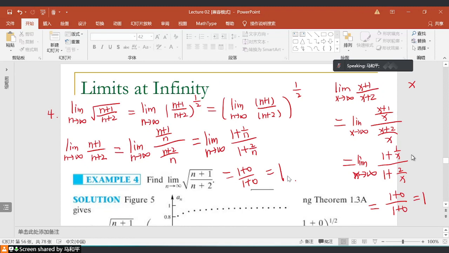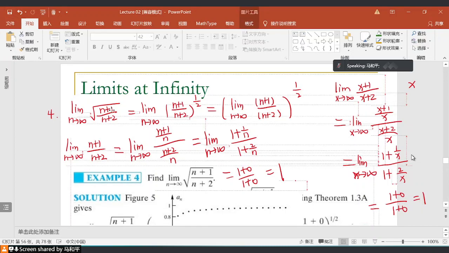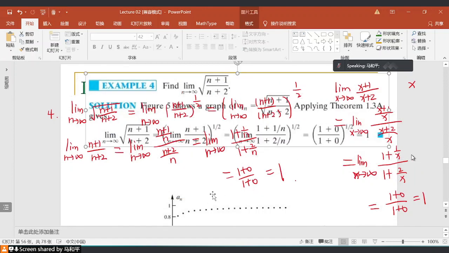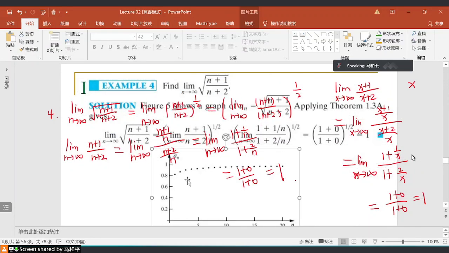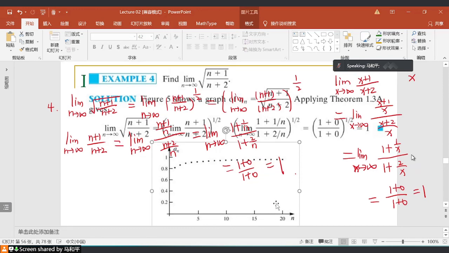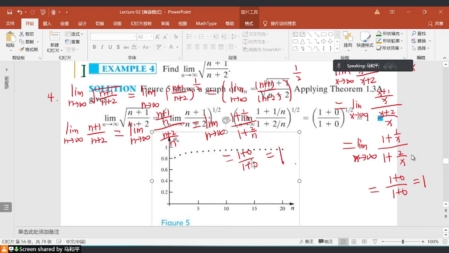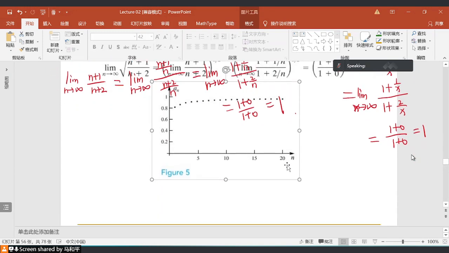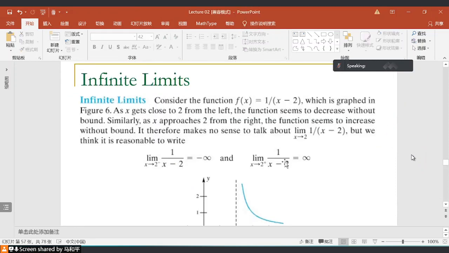Okay. Any problems, any questions? Any questions? This means no. Okay. Now say this is the graph. A is 5, A is 10, A is 15, A is 20. We can find it's near 1.